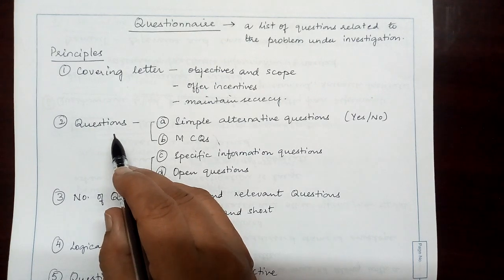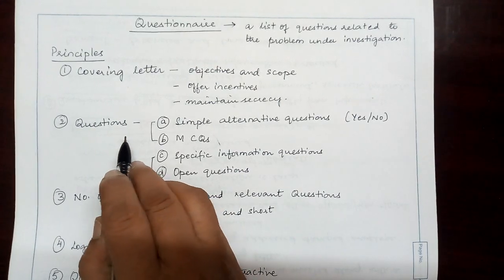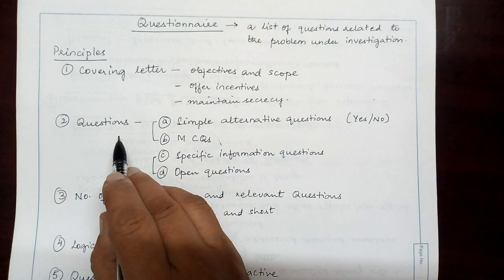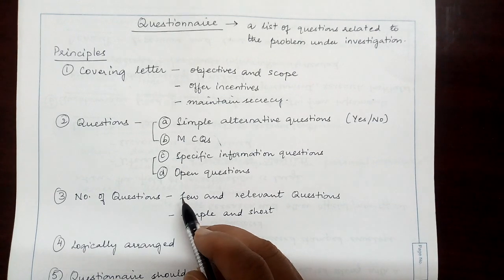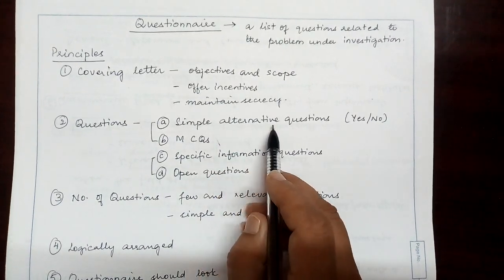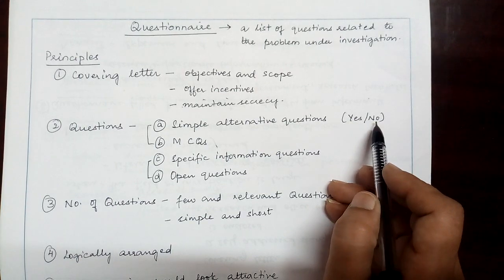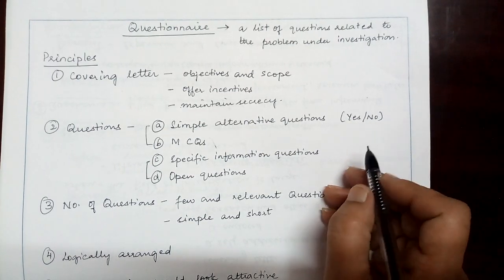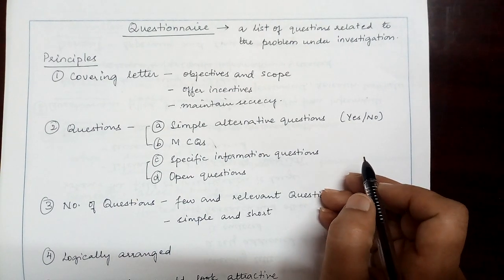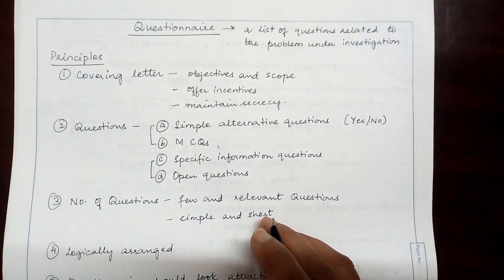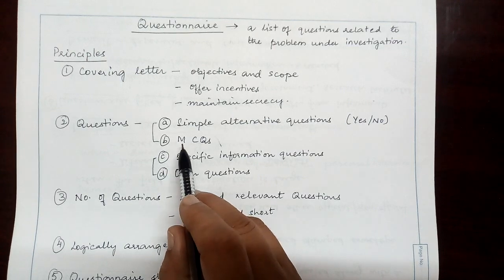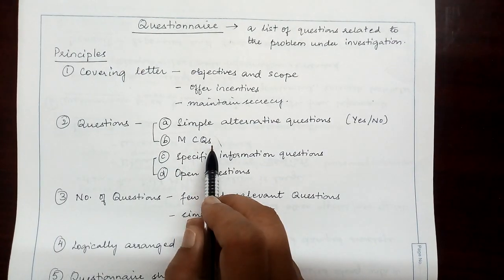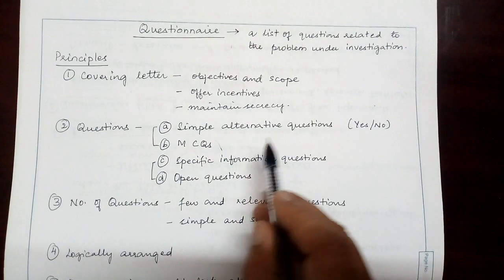Second, the questions. How should the questions be? So the decision regarding questions is also very, very important. There are 4 types of questions that can be asked. The first one is simple alternative questions like yes and no. For example, do you have a car? Are you interested in higher studies? Yes, no questions.